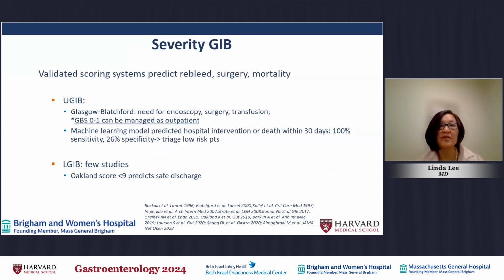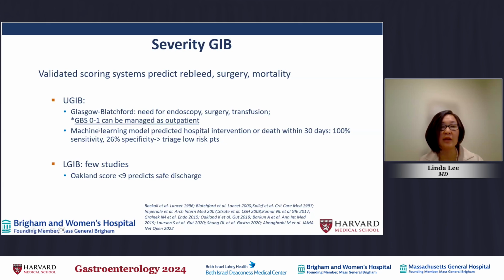In terms of assessing the severity of GI bleeding, there are many validated scoring systems to predict rebleeding, surgery, or mortality, in particular for upper GI bleeding. However, the one that has been recommended recently by the ACG guideline, as well as others, is the Glasgow-Blatchford score that predicts the need for endoscopy, surgery, and transfusion. And the statement is that if the GBS score is 0 or 1, those patients can be managed as outpatients.